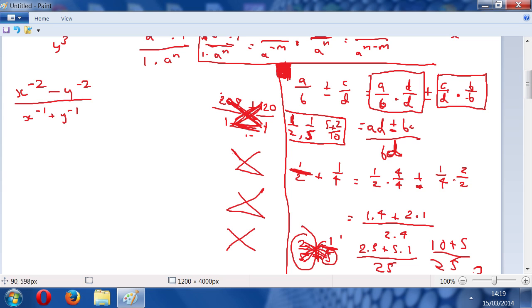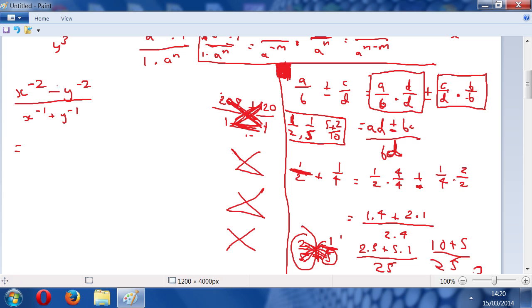If we're at this point then. So this was the point we got to. Wait, did I actually go anywhere with this? No, this was actually the beginning here. So x to the minus 2 minus y to the minus 2, over x to the minus 1 plus y to the minus 1. And I've already spoken about almost everything here.